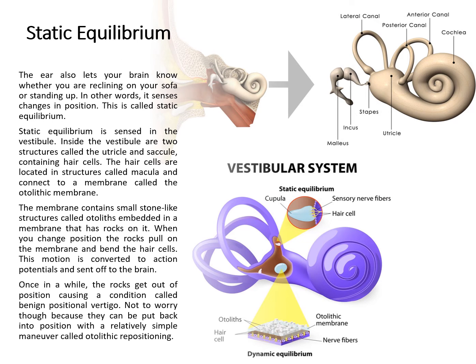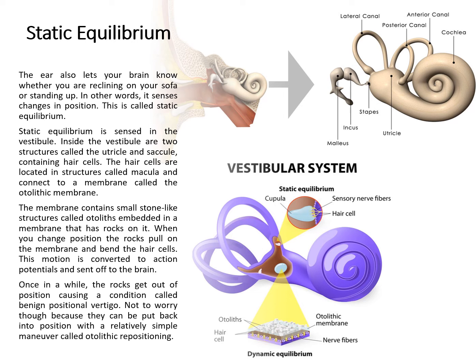Now let's consider static equilibrium. The ear also lets your brain know whether you are reclining on your sofa or standing up. In other words, it senses changes in position. This is called static equilibrium. Static equilibrium is sensed in the vestibule.